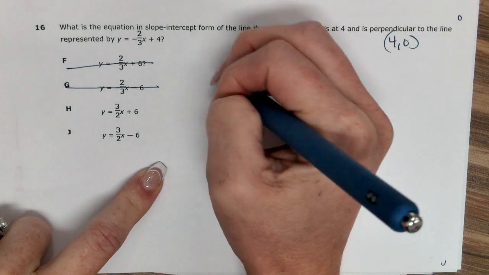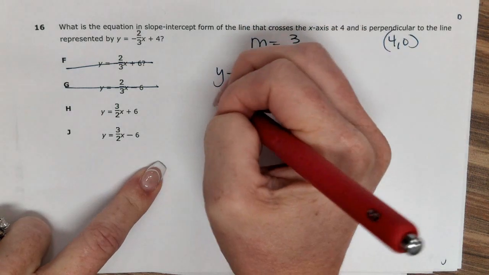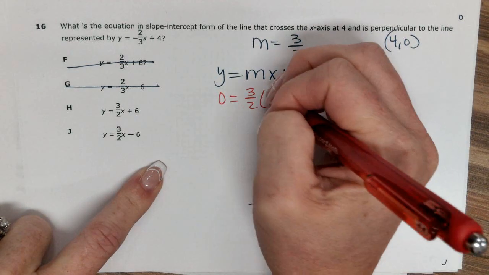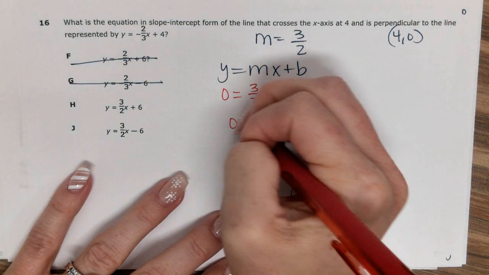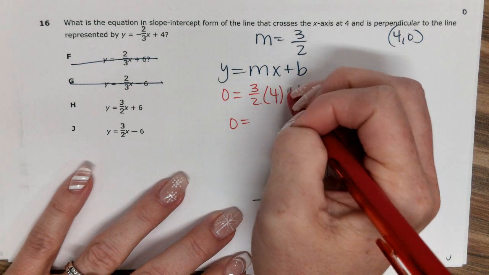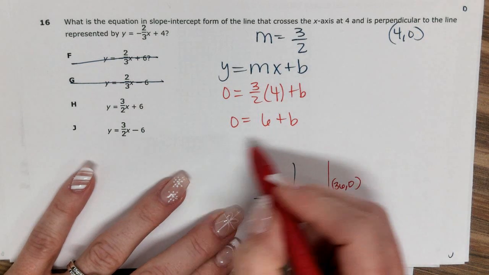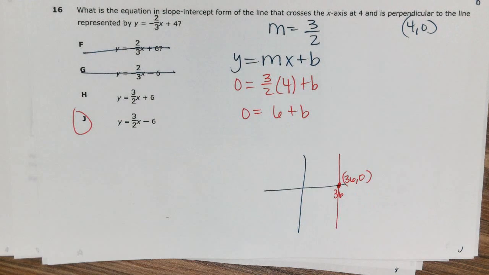So I'm going to do y equals mx plus b, and I'm going to plug in 0 equals 3/2 times x, which is 4, plus b. So 0 equals 3 times 4 is 12, and 12 divided by 2 is 6. If I move this 6 over, what's it going to become? Negative 6. So the answer is J.